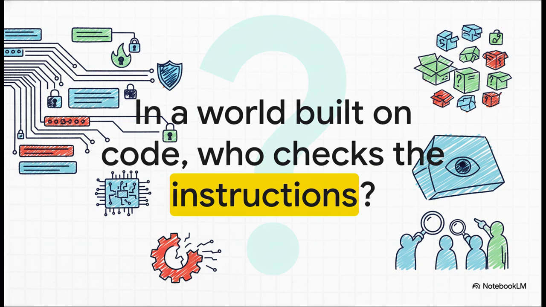And that kind of leaves us with one final big question. Our entire digital world is built on code, on instructions being sent and executed. But when anyone can potentially sneak their own instructions in, disguised as simple data, it really makes you think. Whose job is it to check those instructions? And what happens when we get it wrong?